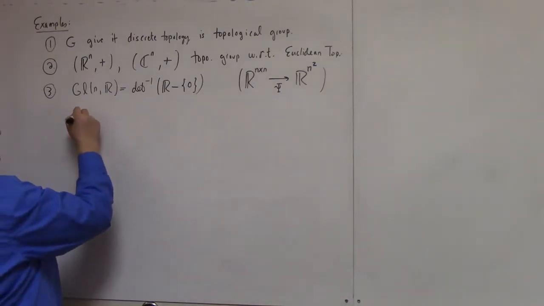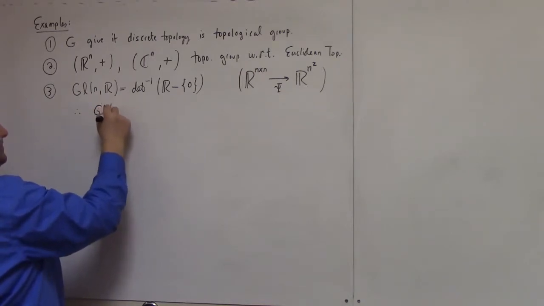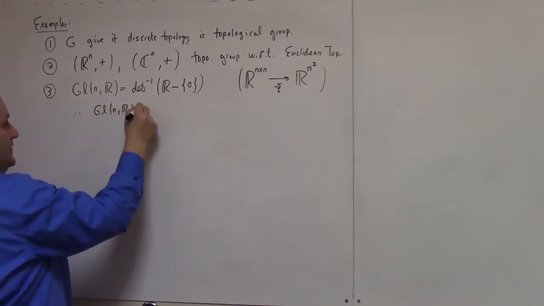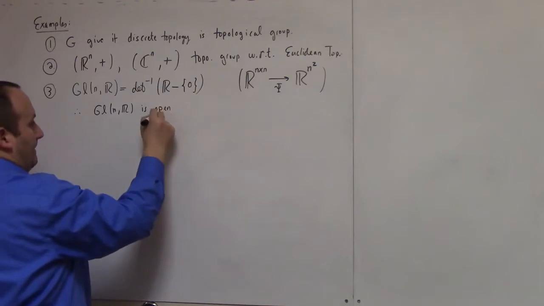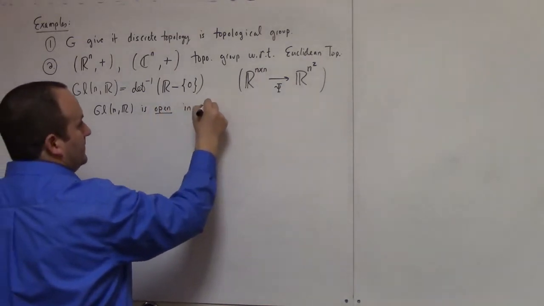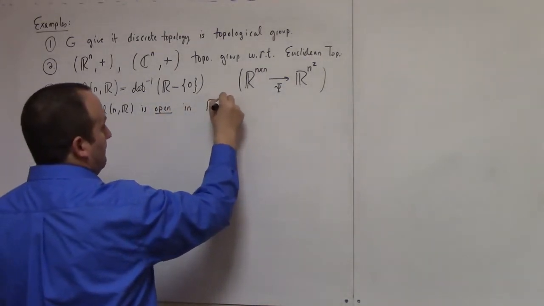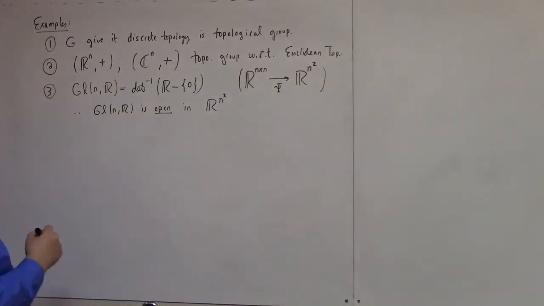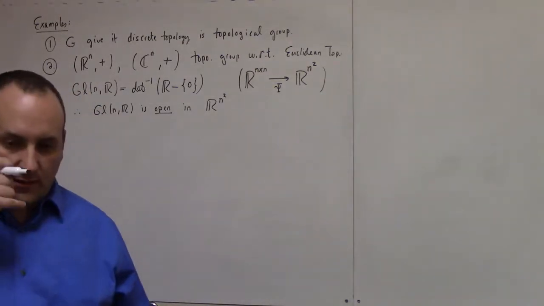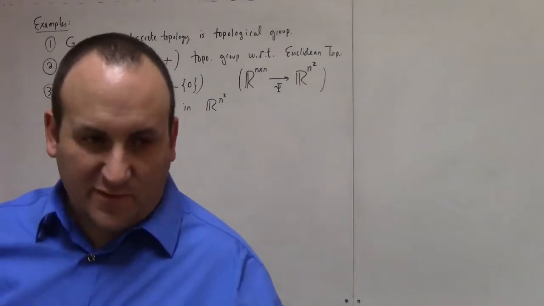Hence GL(n,R) is open in R^(n^2). Okay. And of course, it's a group.